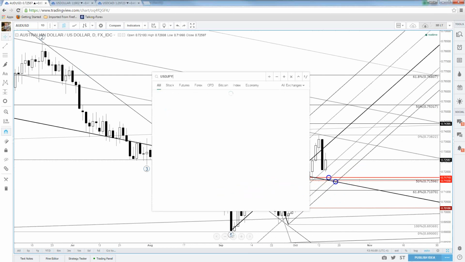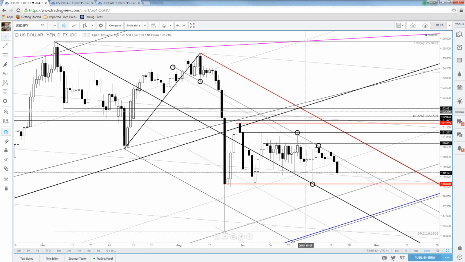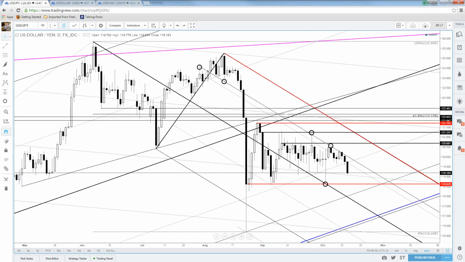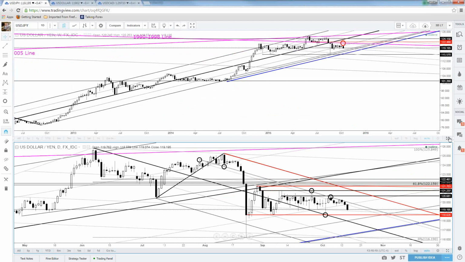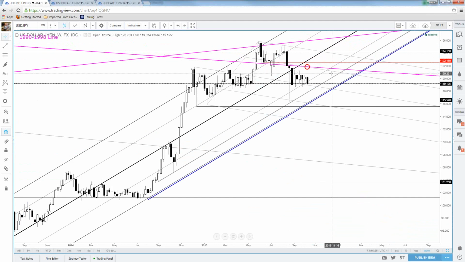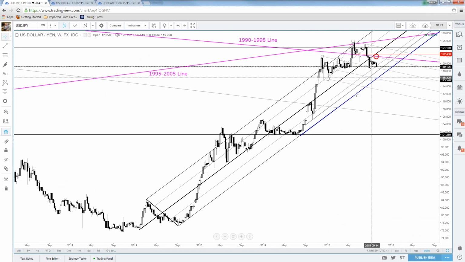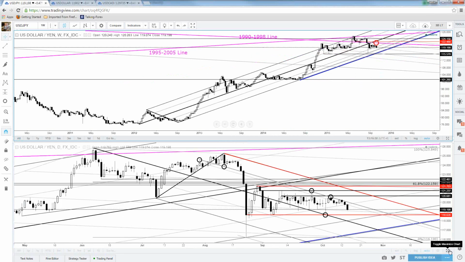Finally, dollar yen. Well, dollar yen, I'm just going to say this. What we've got here is long-term support from the blue line, which is the lower parallel, the long-term structure. It'd be possibly a buyer in there.